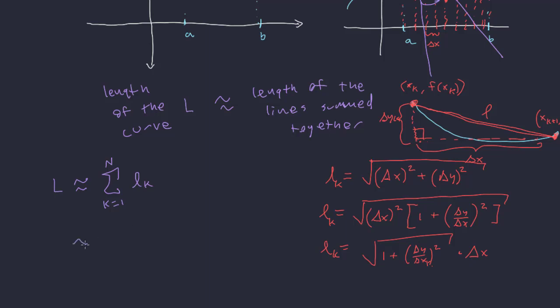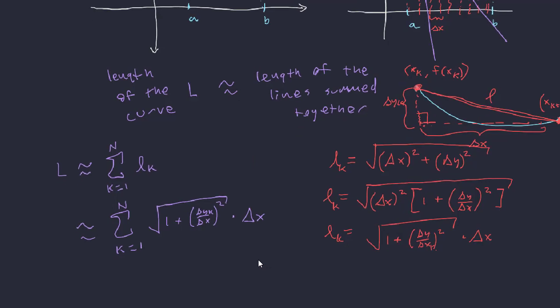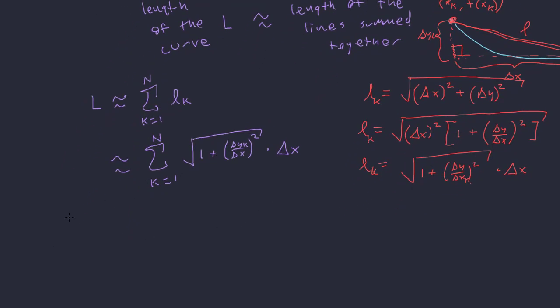All right, so it's going to be the sum of the square root of 1 plus delta y over delta x, and we look at each particular one in terms of k, whatever step we're on, times delta x. And this is the hand-wavy part. We get equals when we take the limit as n goes to infinity, which is the limit as delta x goes to 0.